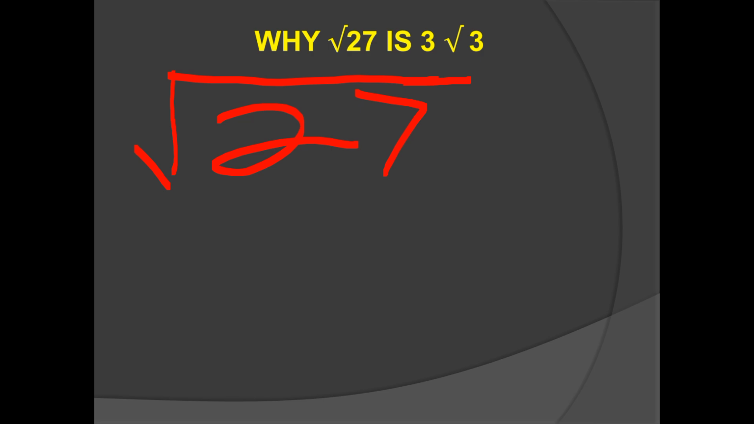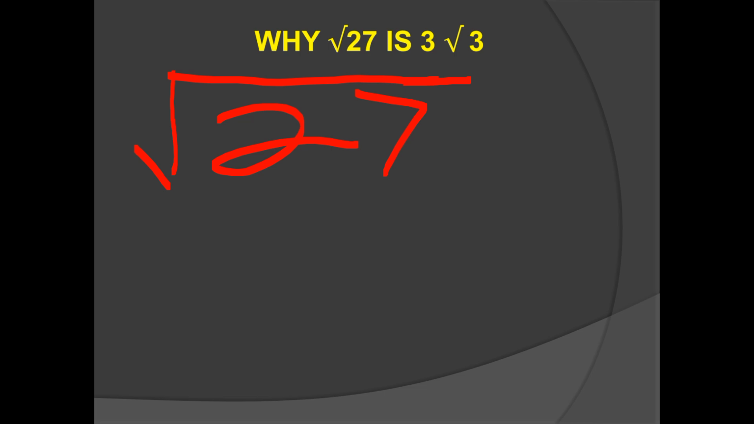So 1 is a perfect square number. 2, 2, 4. 4 is a perfect square number. 3, 3, 9. 9 is a perfect square number. 4, 4, 16. 5, 5, 25. 6, 6, 36. 7, 7, 49. 8, 8, 64. 9, 9, 81. 10, 10, 100. 11, 11, 121. 12, 12, 144. 13, 13, 169. So try and learn all those ones.